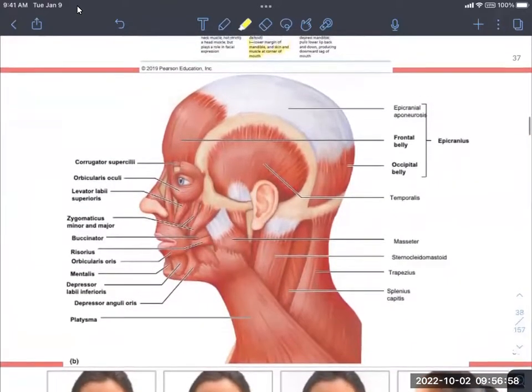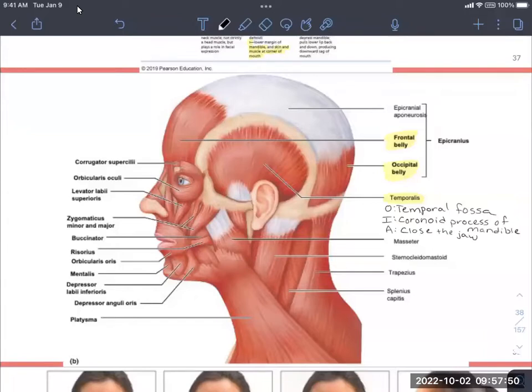So let's look. We already looked at the epicranius. We have the frontal belly and the occipital belly. We also have temporalis. Temporalis originates at that temporal fossa. It inserts at the coronoid process of the mandible. Temporalis, its action is to close the jaw.